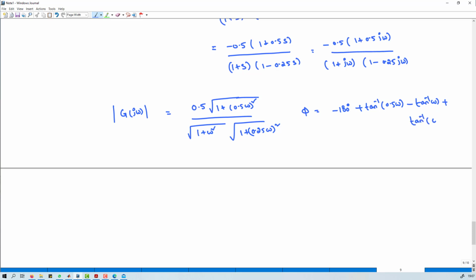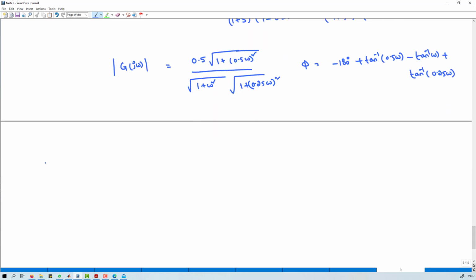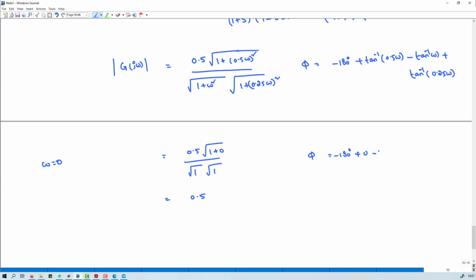So now it is going to plus, right? Plus tan inverse of 0.25 omega. So now we can get things very clear. At omega equal to 0, magnitude is 0.5 times 1 plus 0 divided by 1 plus 0. So obviously you will get 0.5 at omega equal to 0 as the magnitude. And phi is minus 180 plus the rest, where everything is 0. So you will get minus 180 only.